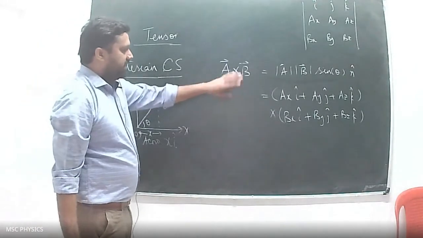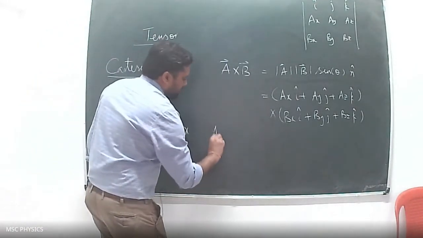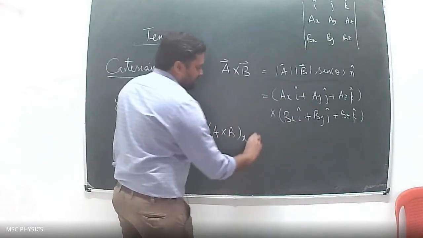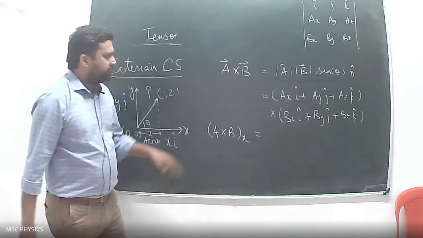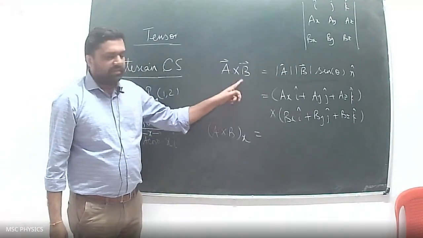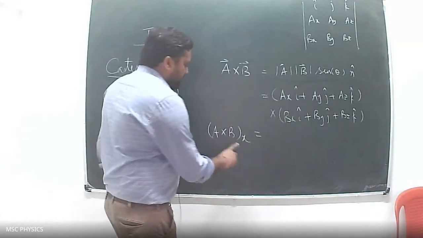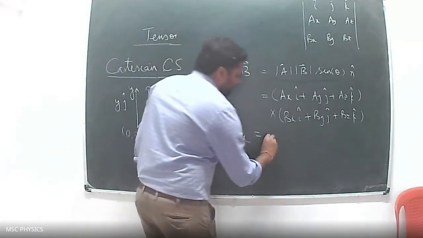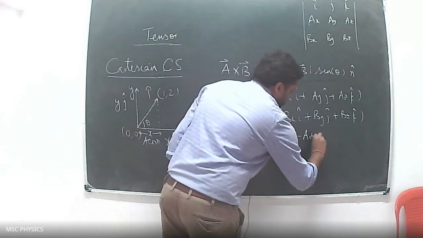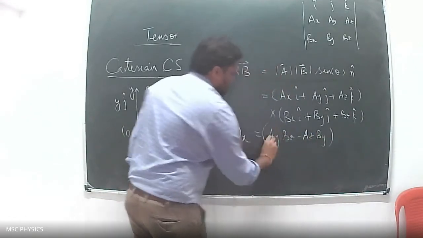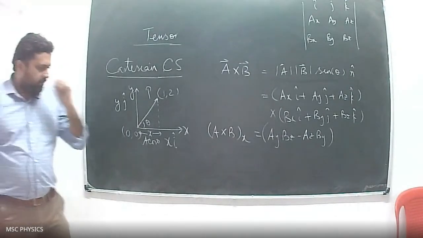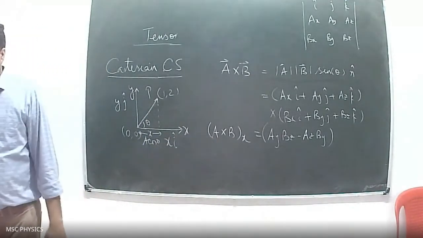So this will be a vector now, and the components of this vector will be A cross B. If I want the x component, there are other rules also. For the x component of A cross B, I will take yz minus zy. So this is x: the y component of A, ay into bz, minus az into by. This should be the answer. Similarly, I can have y and z components and so on.